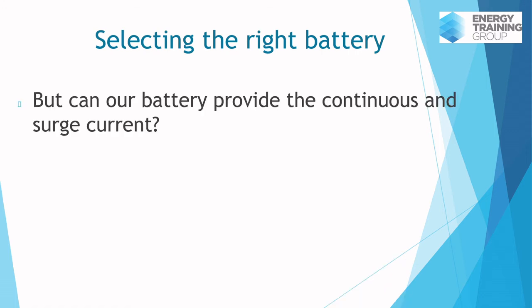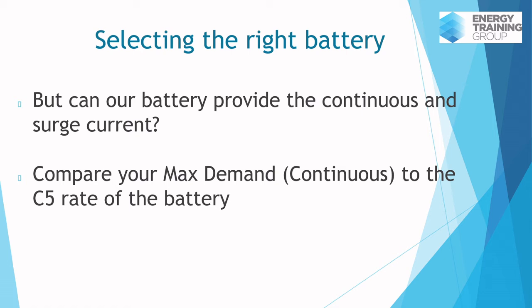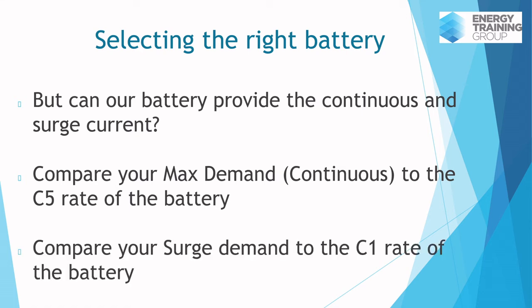But can our battery provide the continuous and the surge current? To make sure our battery can provide the maximum demand, or the continuous current, we need to compare that to the C5 rate of the battery, and we need to compare our surge demand to the C1 rate of the battery. Now I am aware that our volt amp figures take into account power factor, and a battery does not provide reactive power. However, for simplicity's sake, we're just going to pretend that they do. You can guarantee that your battery is at least going to be oversized. You're not going to be undersized by calculating your battery out this way. So let's do that.